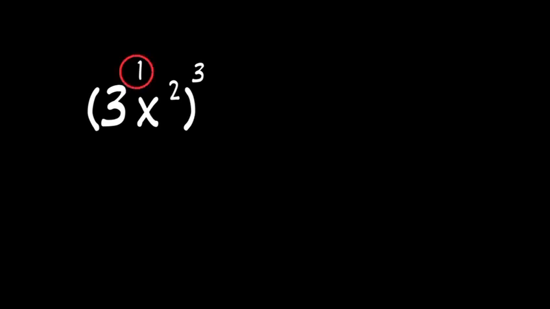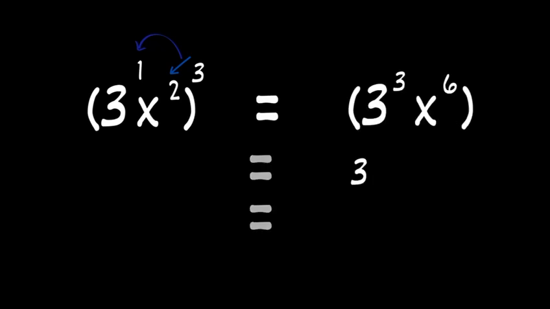What is the value of 3x squared raised to the 3rd power? Go ahead and simplify this expression. So 3 is the same as 3 to the 1. Whenever you raise one exponent to another, you need to multiply. But we have 2 exponents here, so we need to distribute the 3 to the 1 and to the 2. So 1 times 3 is 3, and 2 times 3 is 6. So this is 3 to the 3rd times x to the 6th.